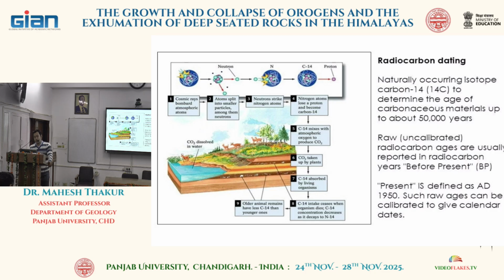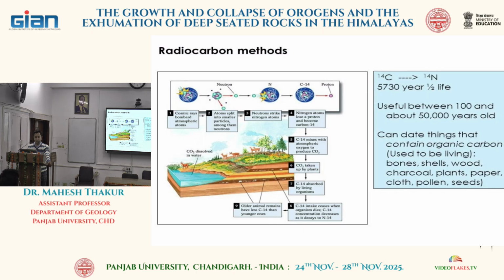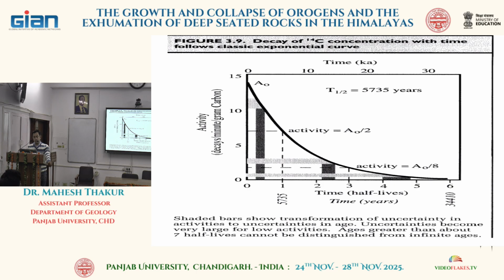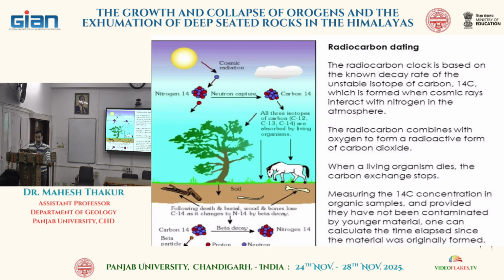So raw uncalibrated radiocarbon ages are usually reported in years before present. This is just the natural radioactive decay of the radioactive material, and the radiocarbon clock is based on the known decay rate of the unstable isotope of carbon, C14, which is found when cosmic rays interact with the nitrogen in the atmosphere. The radiocarbon combines with oxygen to form a radioactive form of carbon dioxide.